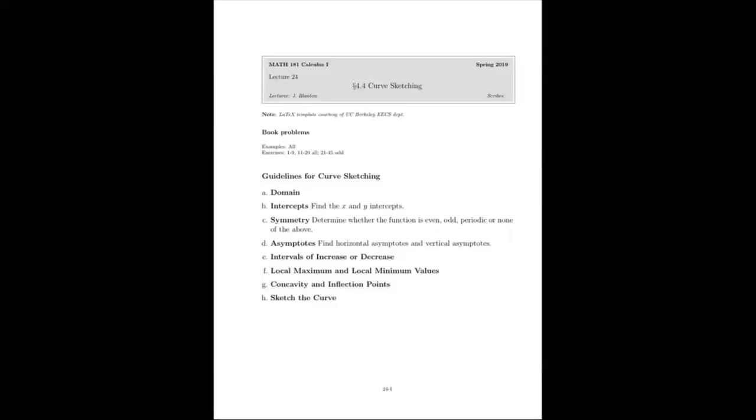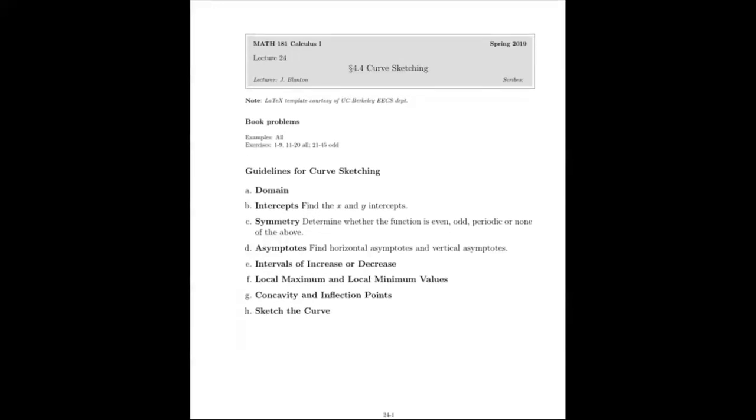Section 4.4 is curve sketching, and all this really is a sort of comprehensive review of the skills from algebra up through what we've learned in calculus so far, and an application of a set of those skills to sketch the graph of a function or to sketch the curve associated with a function. So you'll notice that most of this stuff is actually not calculus, right?